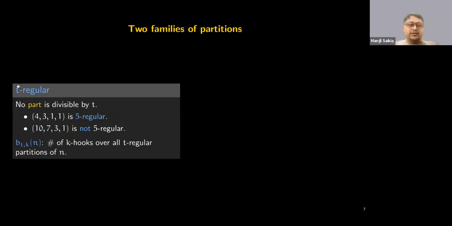So when we say we're looking at T-regular partitions, we just mean that the parts in the partition are not divisible by the particular number T. Now, the quantity that we're interested in is this b_{t,k}(n), which is the number of k-hooks over all T-regular partitions of n.